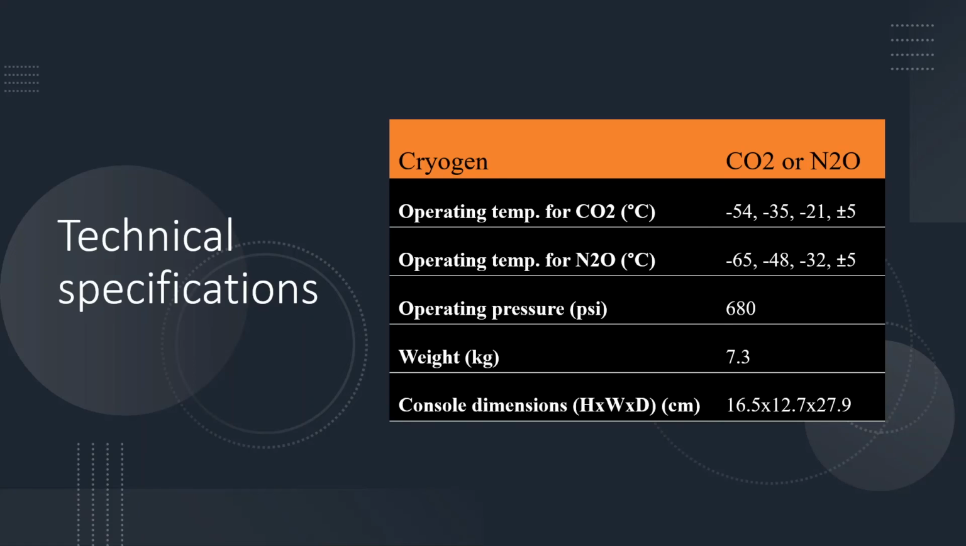The operating pressure that the product uses is 680 psi. The weight of the product is 7.3 kilograms, and the dimensions of the product are 16.5 centimeters in height, 12.7 centimeters in width, and 27.9 in diameter.